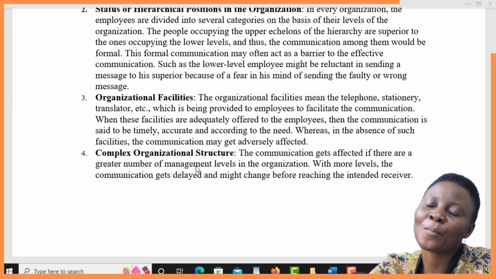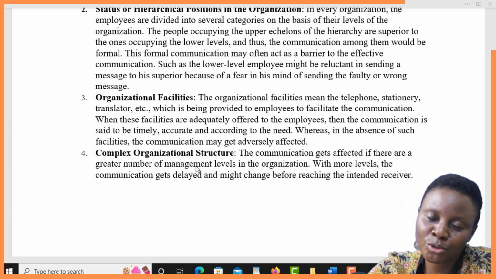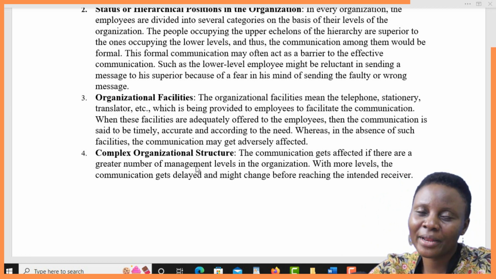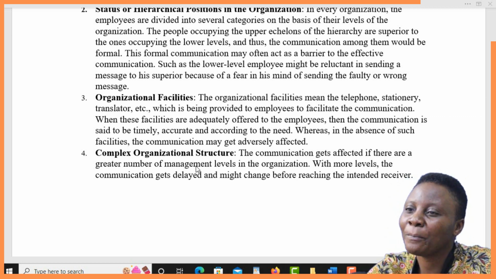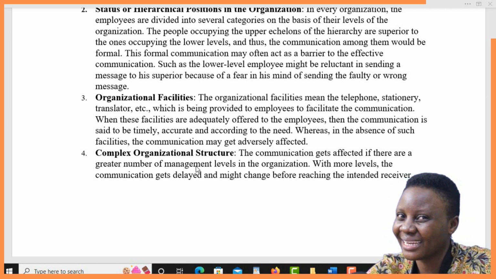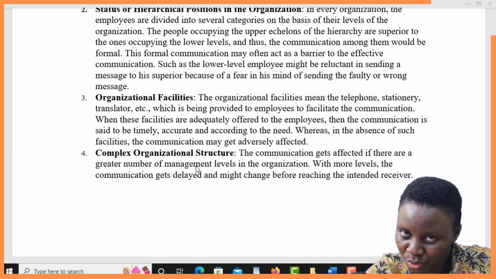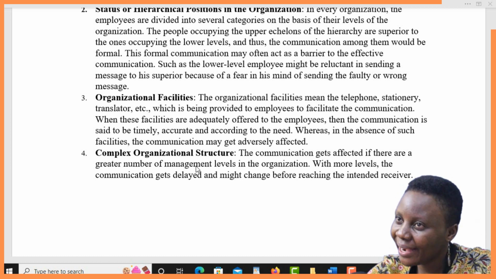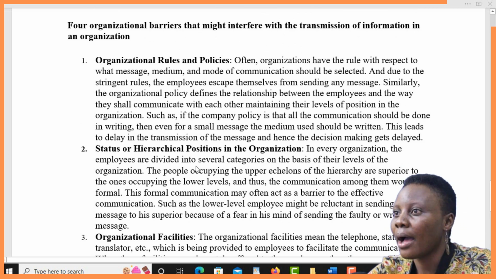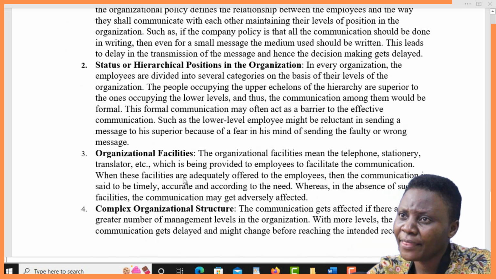When the structure is complicated, you don't even know whom to report to. When you have a problem or something to communicate, whom do you communicate to? Sometimes you have complicated structures which are not easily understood by the employees in the organization, and that can become a barrier when you want to transmit information in the organization.